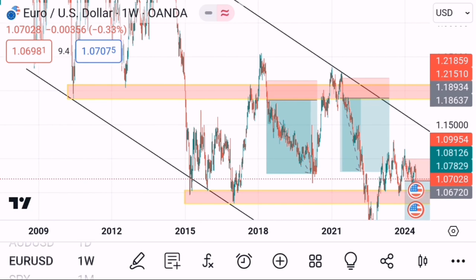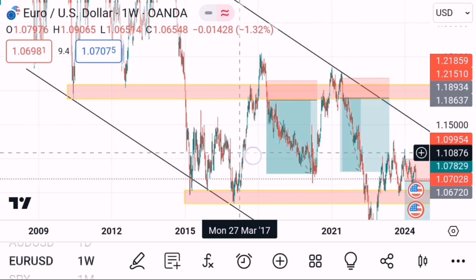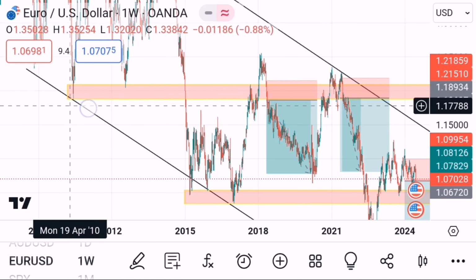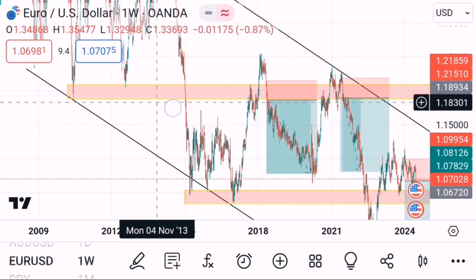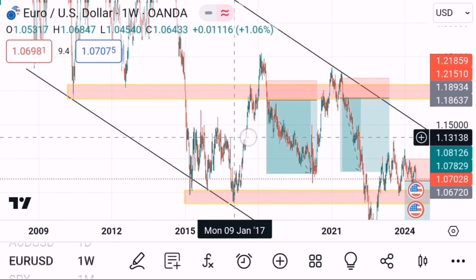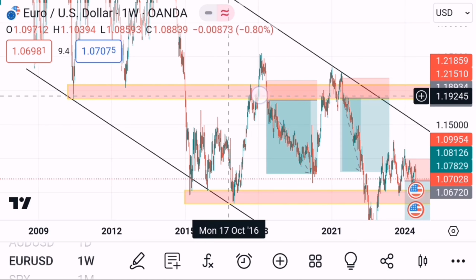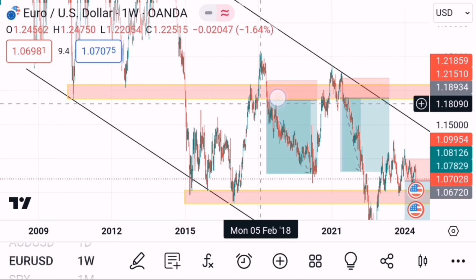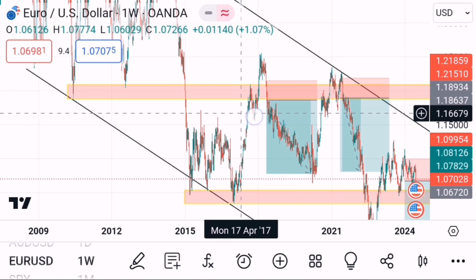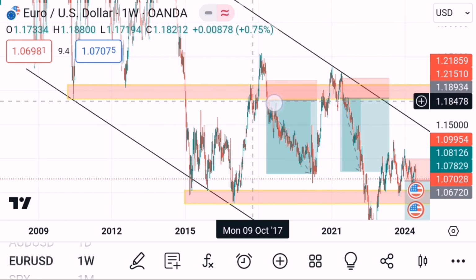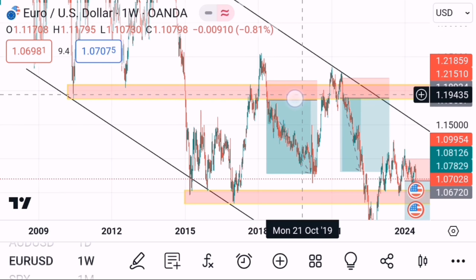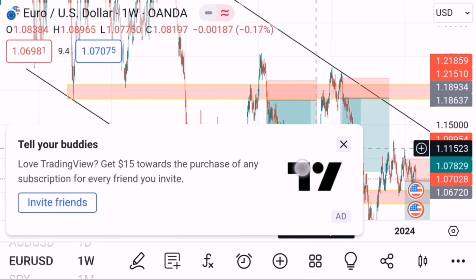Remember the rules of price action, guys. Wait for the market to create a lower low, and then it breaks that lower low. After breaking that lower low, we wait for the market to go back and retest that broken lower low, which is the previous lower low, and then from there we enter. You see, this is where we were supposed to enter on this market, to the downside.